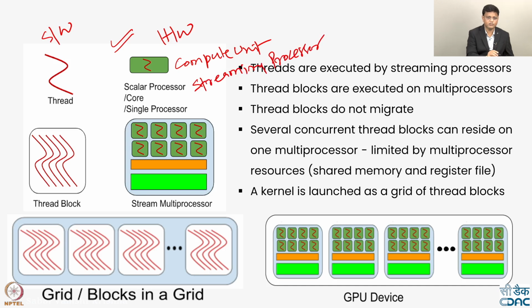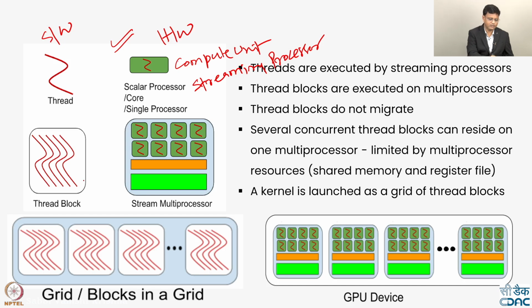So, each thread has to be mapped on the scalar processor, or in other words, each thread is executed by the scalar processor that is present in the streaming multiprocessor that we have seen in the architecture when we discussed NVIDIA GPU's architecture in detail.